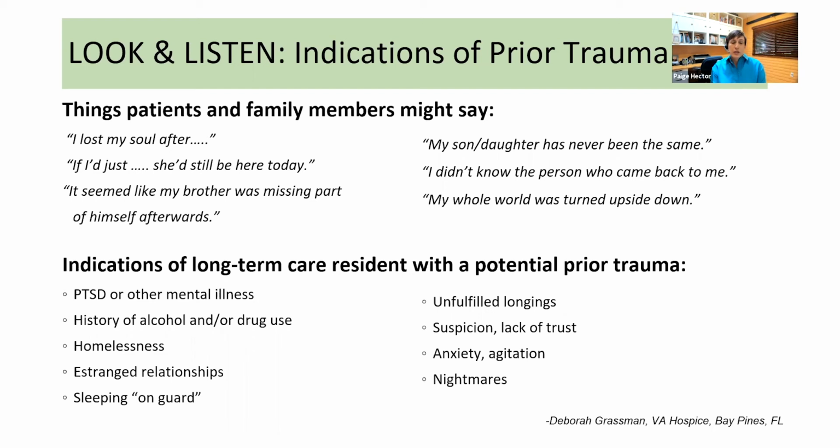The other indication of long-term care residents with potential prior trauma is if they have been diagnosed with post-traumatic stress disorder. And again, remember the high likelihood of people who have been in the ICU going on to develop PTSD. People with a history of alcohol or drug use, homelessness, unfulfilled longing, suspicion, agitation, nightmares, all of these could indicate some kind of trauma history.